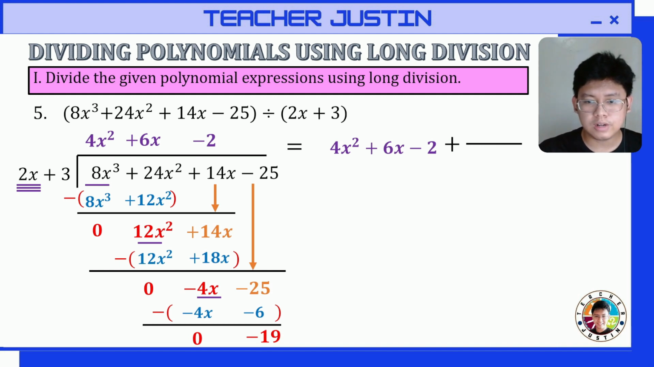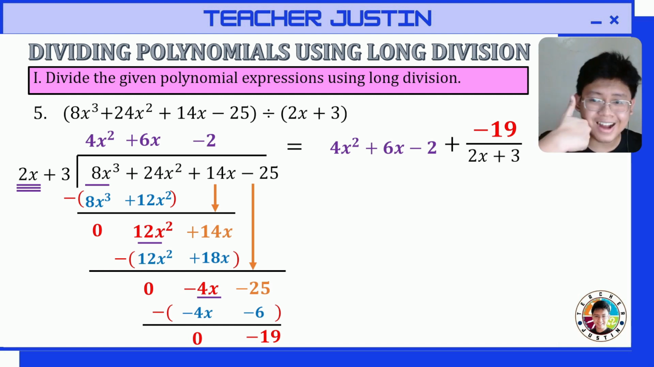So, yung remainder natin is negative 19. Ang divisor natin will be 2x plus 3. So, our final answer will be 4x squared plus 6x minus 2 plus negative 19 over 2x plus 3. And that's it. Ta-da! Alright.